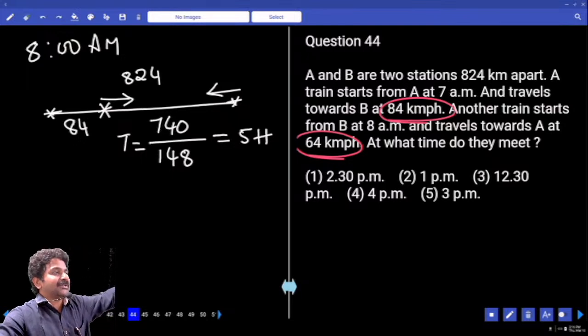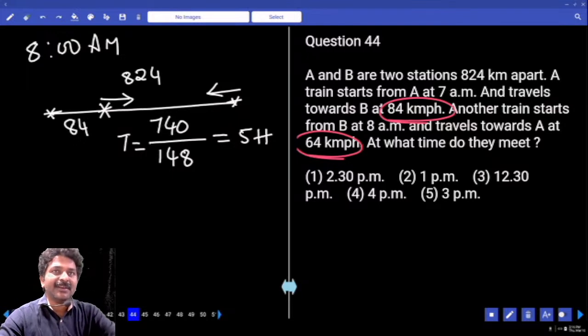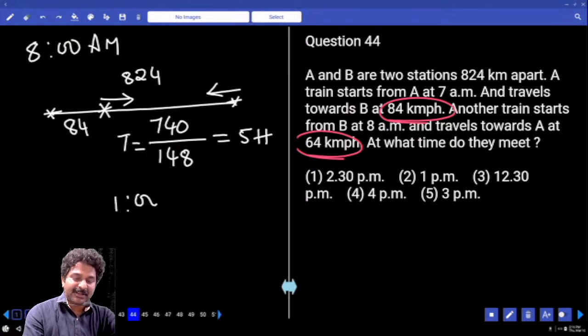It is taking 5 hours from what time? From 8 o'clock onwards. 8 o'clock onwards plus 5 is 13. 13, what do we call it? 1 p.m.